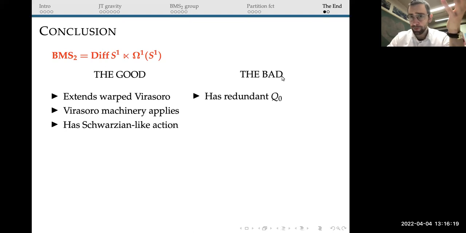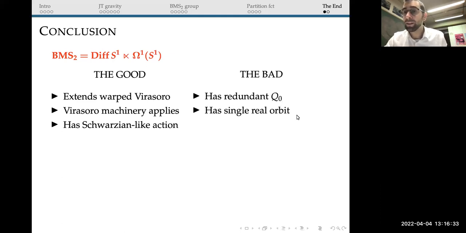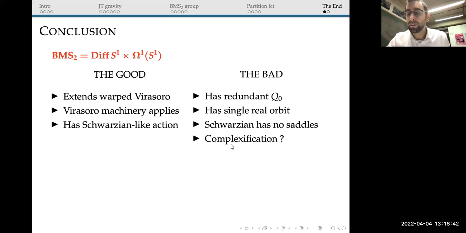In fact, there are a number of bad sides to the whole story, one of which is the fact that this Q0 current is redundant. It never quite appears in the metric, so there's sort of an arbitrary integration constant, if you will, in the definition of BMS2. It has a single real orbit, which again is peculiar compared to other infinite dimensional groups. And most importantly, the Schwarzian has no saddle point. And finally, I mentioned that the complexification might change things, but it's a bit unclear because there is no well-defined complexification of Diff S1. So it's not clear which is the right framework for addressing this.